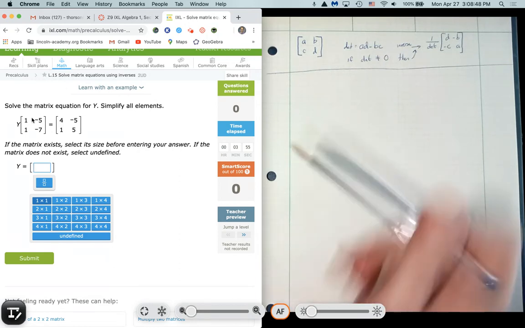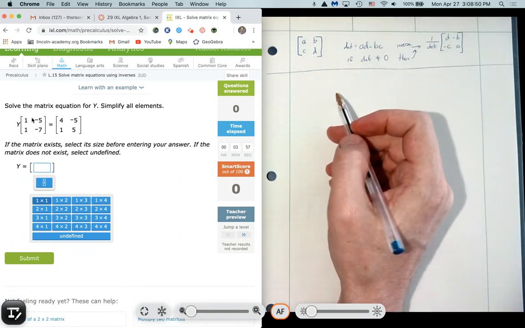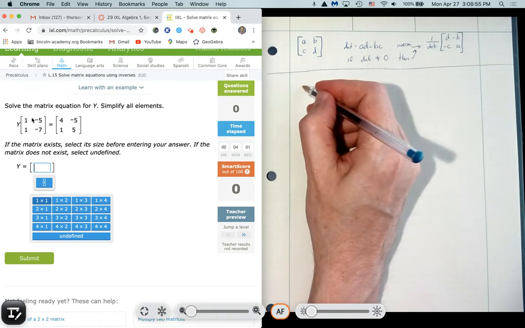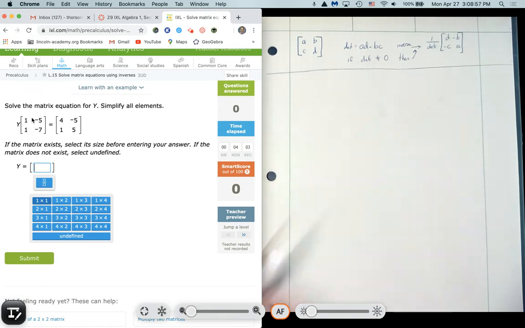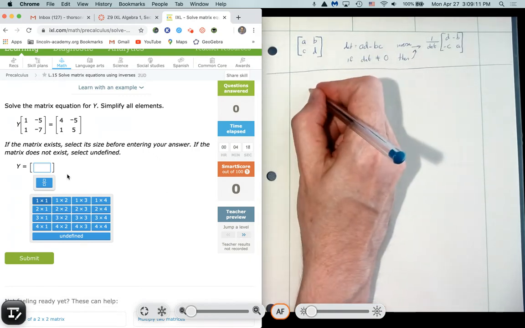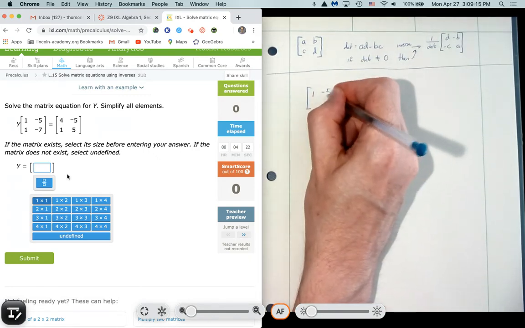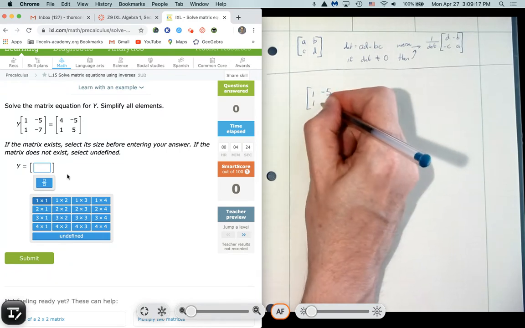Now, the order that we multiply matrices matters, so we have to be very careful as we go through this. First thing I'm going to do is find the inverse of this 2 by 2 matrix because I want to remove it so I can get Y by itself, just like a normal equation. And to get rid of this 2 by 2 matrix, I need to multiply it by its inverse. So I'm going to find the inverse of 1, -5, 1, -7.